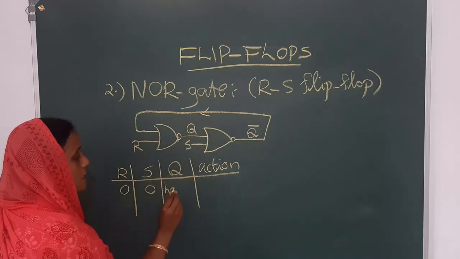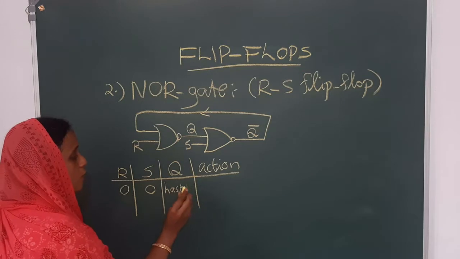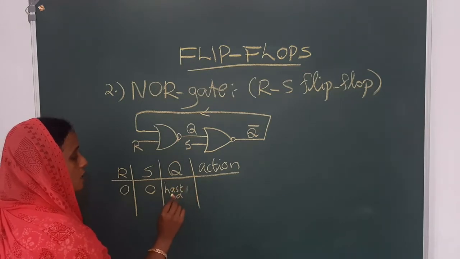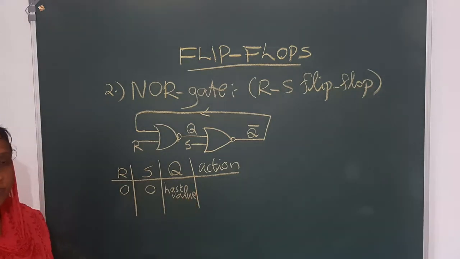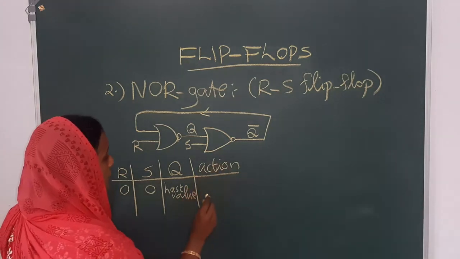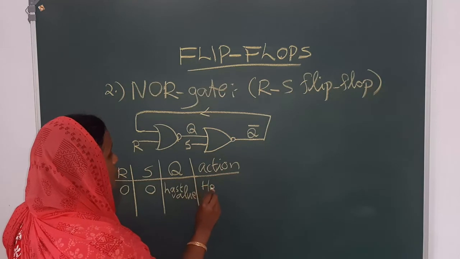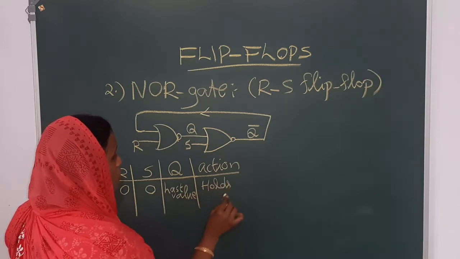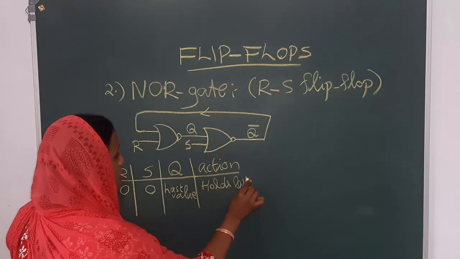So I can write here last value. Okay. It holds last value. Or here its action is holds last value. Okay. Holds last value.